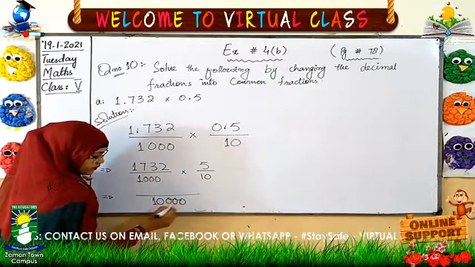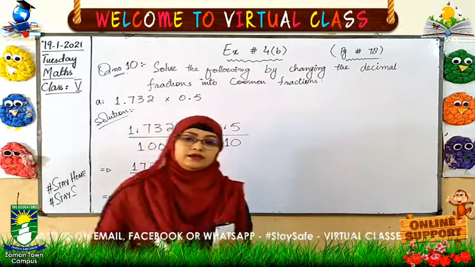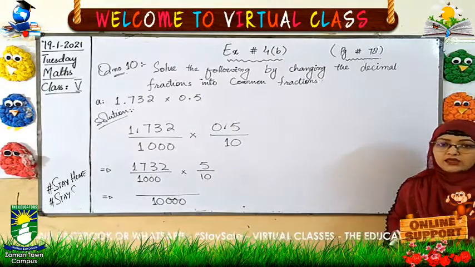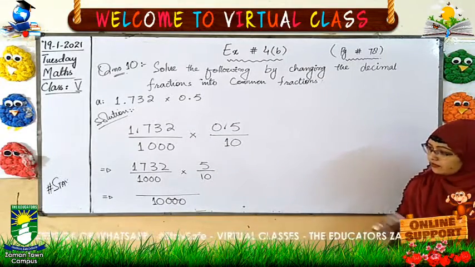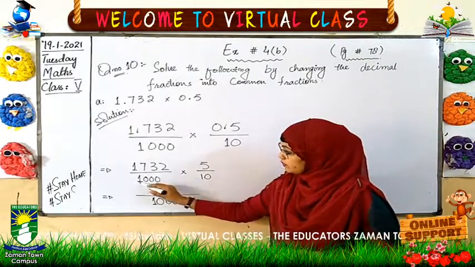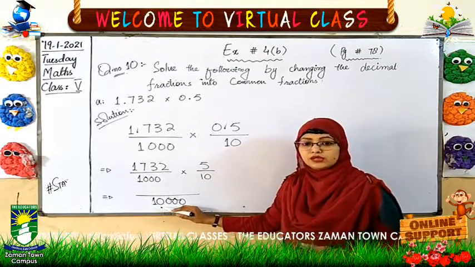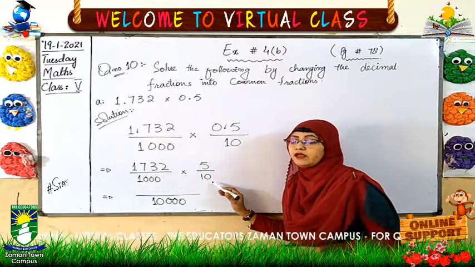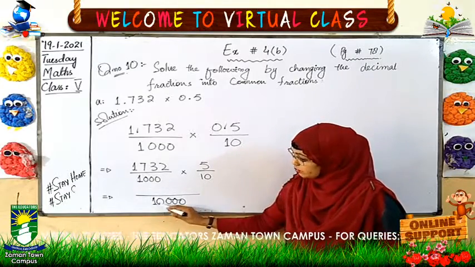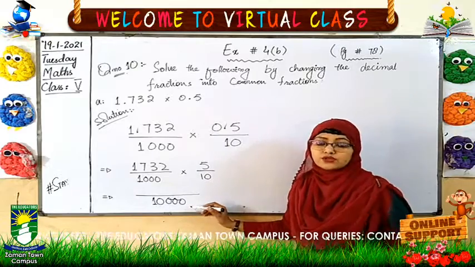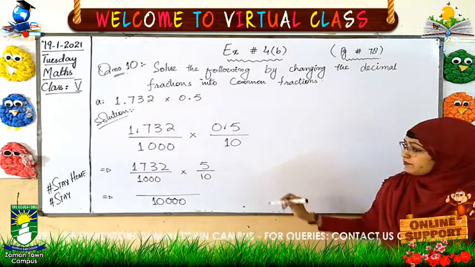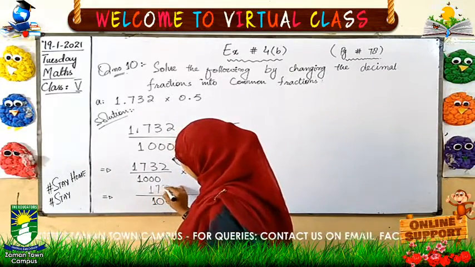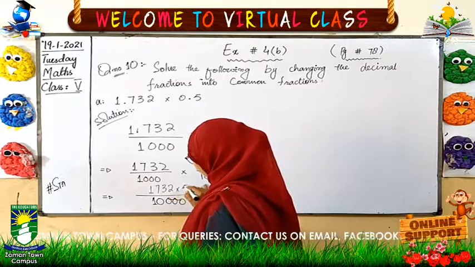As we have studied in previous classes, the multiplication of 10 and multiples of 10 is very easy. Why? Because we only multiply 1 by 1, ones are 1, and we write down the zeros. How many zeros do we have? 1, 2, 3, 4. We have 4 zeros, so as an answer we write 1 followed by 4 zeros. Then we multiply numerator by numerator, which is 1732 multiplied by 5.